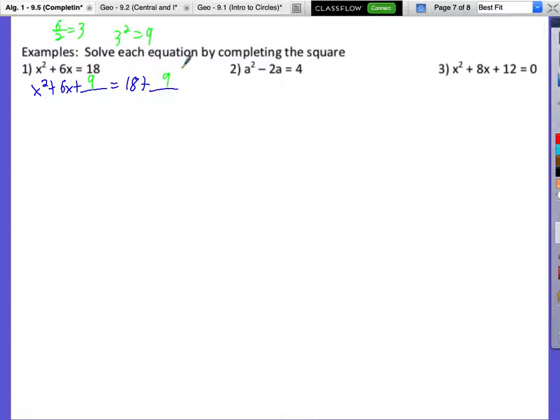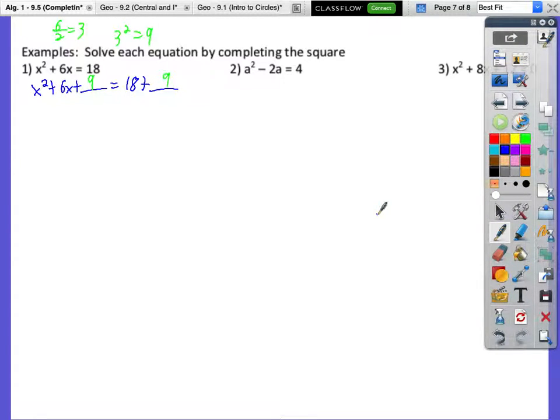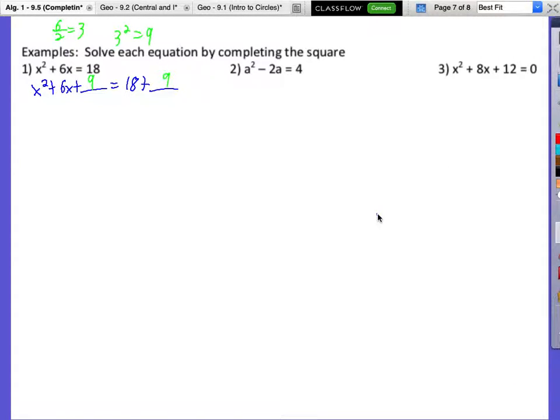Okay. So now, what do we do after we do that? Who can help me know what to do after that? So you can combine 18 plus 9. Factor the left side. Both of those are true. We're going to factor the left side and we're going to combine the right side.